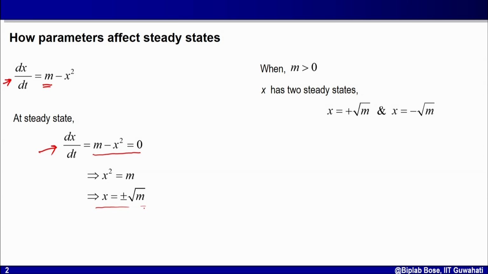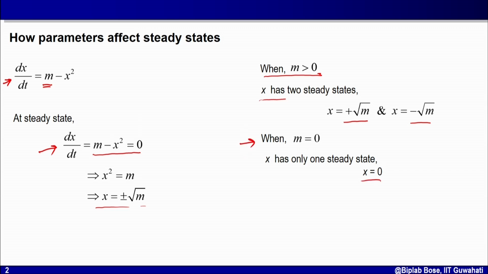So let us take different values of m and see how the steady state changes. In the first case, when m is greater than 0, for example, value 4, 16 or something like that, x will have two steady states. One is plus square root of m, another one is obviously minus square root of m. So if m equals 16, then one steady state will be plus 4, the other will be minus 4. What if m equals 0? When m equals 0, then I have only one steady state, that is x equals 0.